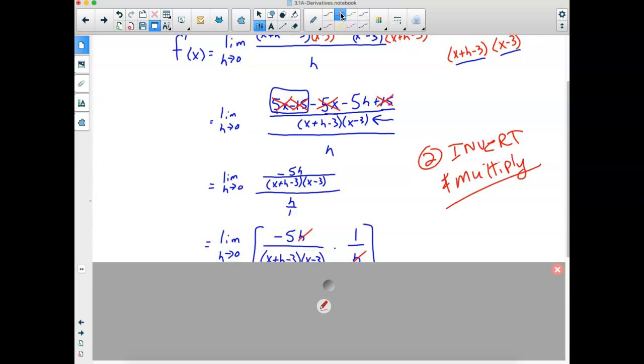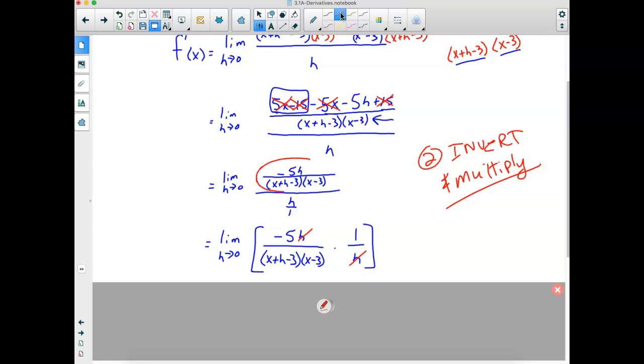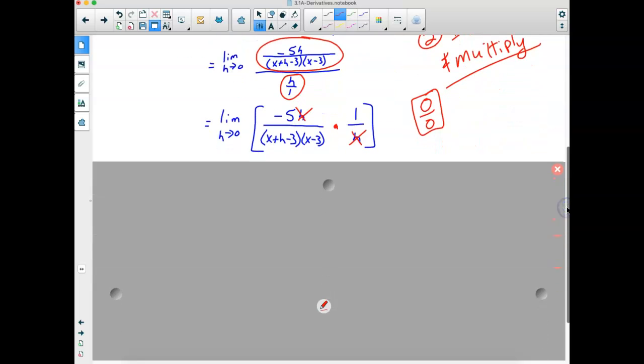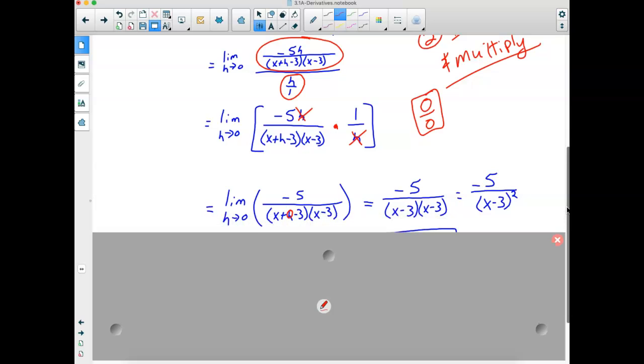Invert and multiply. So I take the first fraction times the reciprocal of the second, and by golly, I can see, boom, boom, there goes my 0 over 0. I'm always hunting to reduce some factor of h to get rid of that 0 over 0. And as I cruise along, that turns into the limit as h approaches 0 of negative 5 over x plus h minus 3 times x minus 3. As I take the limit, that's why I put a 0 in here. Basically, any h in your expression goes to 0. So I really have negative 5 over x minus 3 times x minus 3.